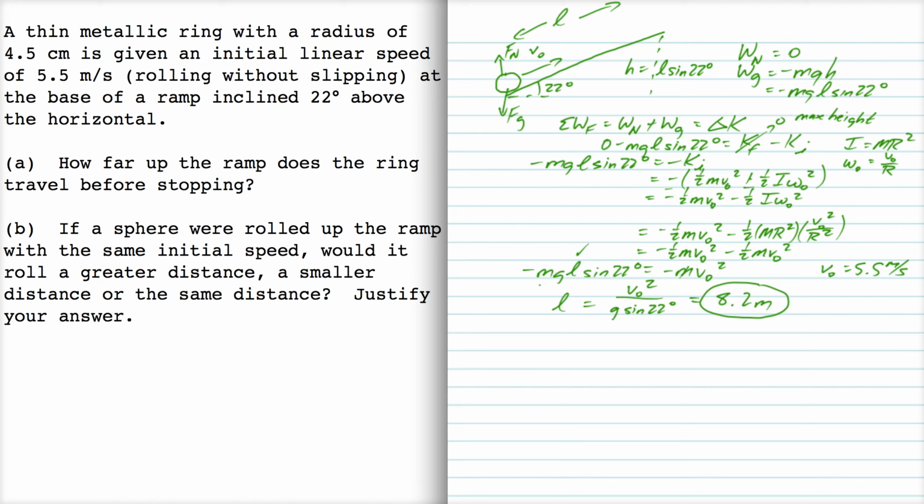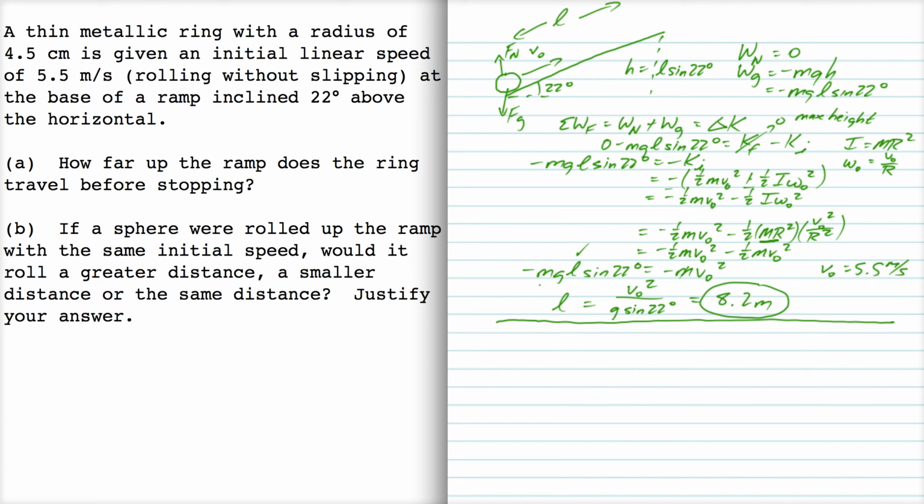Notice what it doesn't depend on, by the way. The radius of the ring doesn't appear in this equation. The height only depends on the fact that it is a ring, so that its moment of inertia is mr squared, and it depends on the initial velocity, but it does not depend on r specifically. Okay, so we've done part A. Let's do part B.